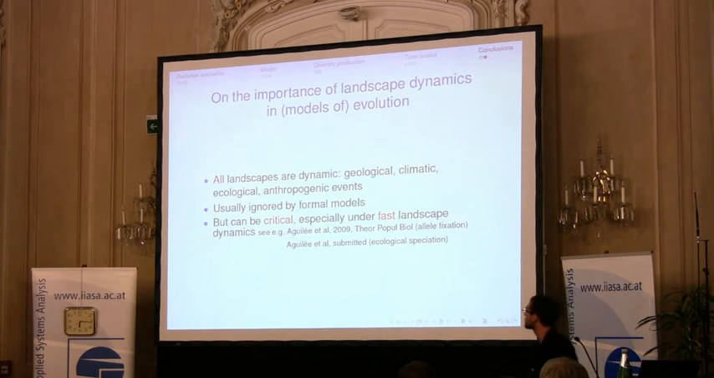And just in one second, I would like to stress the importance of considering landscape dynamics in models of evolution, because all landscapes are dynamic at a given time scale and a given space scale, and this is usually ignored by formal models, but their effect can be critical, especially when landscape dynamics are fast, because in this case, evolutionary equilibria, which are usually assumed by models, are not reached. Thank you.